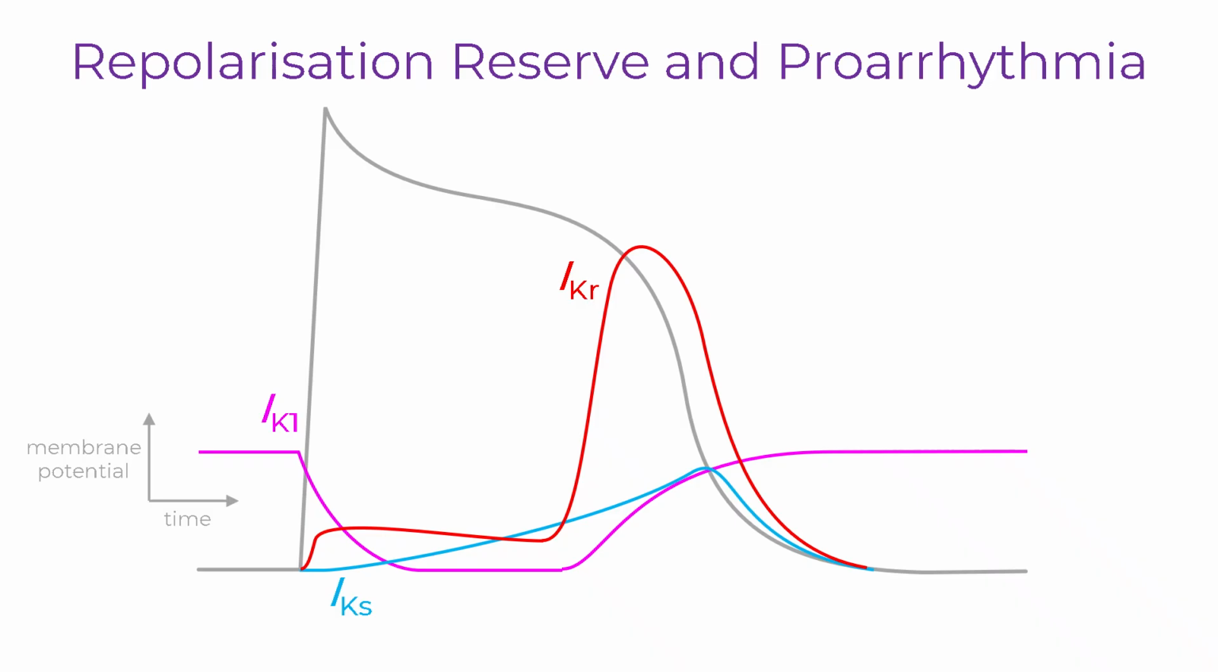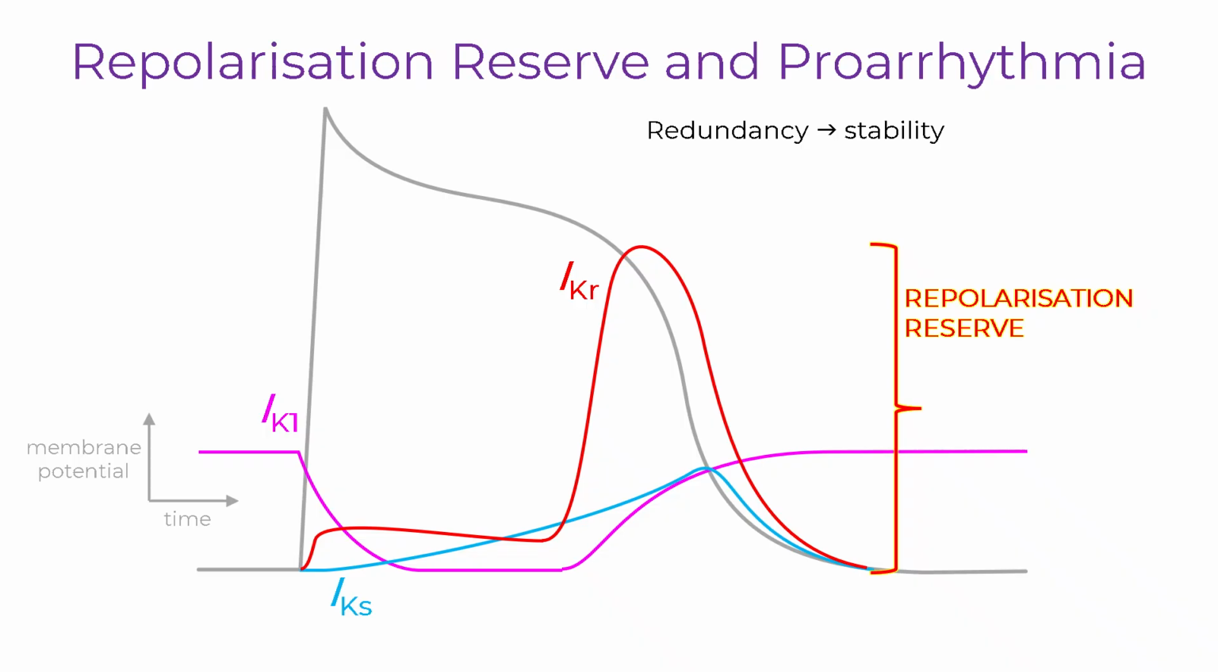Because their contributions overlap, repolarization has built-in redundancy. If one current is partially reduced by an antiarrhythmic drug, others may compensate, so the action potential may lengthen only modestly. This redundancy is referred to as repolarization reserve.